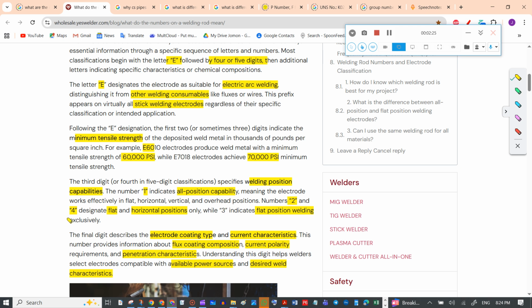Numbers 2 and 4 designate flat and horizontal positions, and 3 indicates flat position welding exclusively. So these are the 1, 2, 3, 4. We have discussed: 1 means all positions, 2 means flat, 4 means horizontal positions, while 3 indicates flat welding position exclusively.